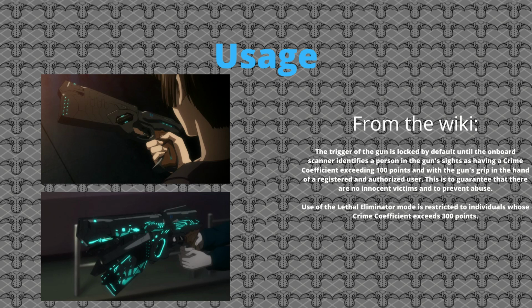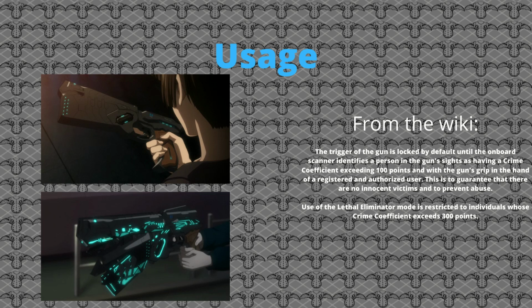So the original form of the Dominator, the trigger's locked and can't be used unless the scanner identifies somebody that has a crime coefficient that exceeds 100 points, meaning that they are likely to commit a violent crime, or at least are more likely than average, let's say. And it must be used by someone who's registered and authorized to use it. A random citizen cannot pick up a Dominator and use it. Again, goes the internal logic. This is to guarantee that there's no abuse of the system, no innocent victims, which of course you might recognize there are blind spots here that assumes that the civil system and the psychopath system can't be gamed themselves, which is a plot point of the series, obviously, but worth mentioning.